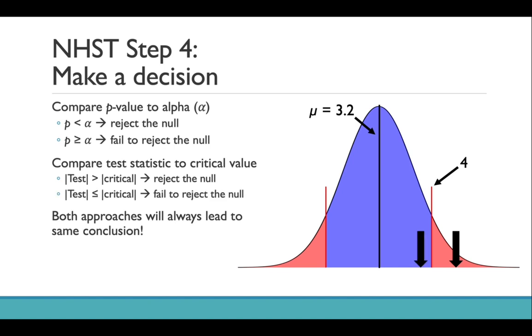On the flip side, if the test statistic is less than or equal to the absolute value of the critical value, as represented by this second arrow, notice that it falls in the blue area of the distribution, we fail to reject the null. Our next lecture will walk through this process in a lot more detail. One thing I'll note is that both approaches will always lead to the same conclusion, so you can use whichever one is easier based on what values you've calculated.